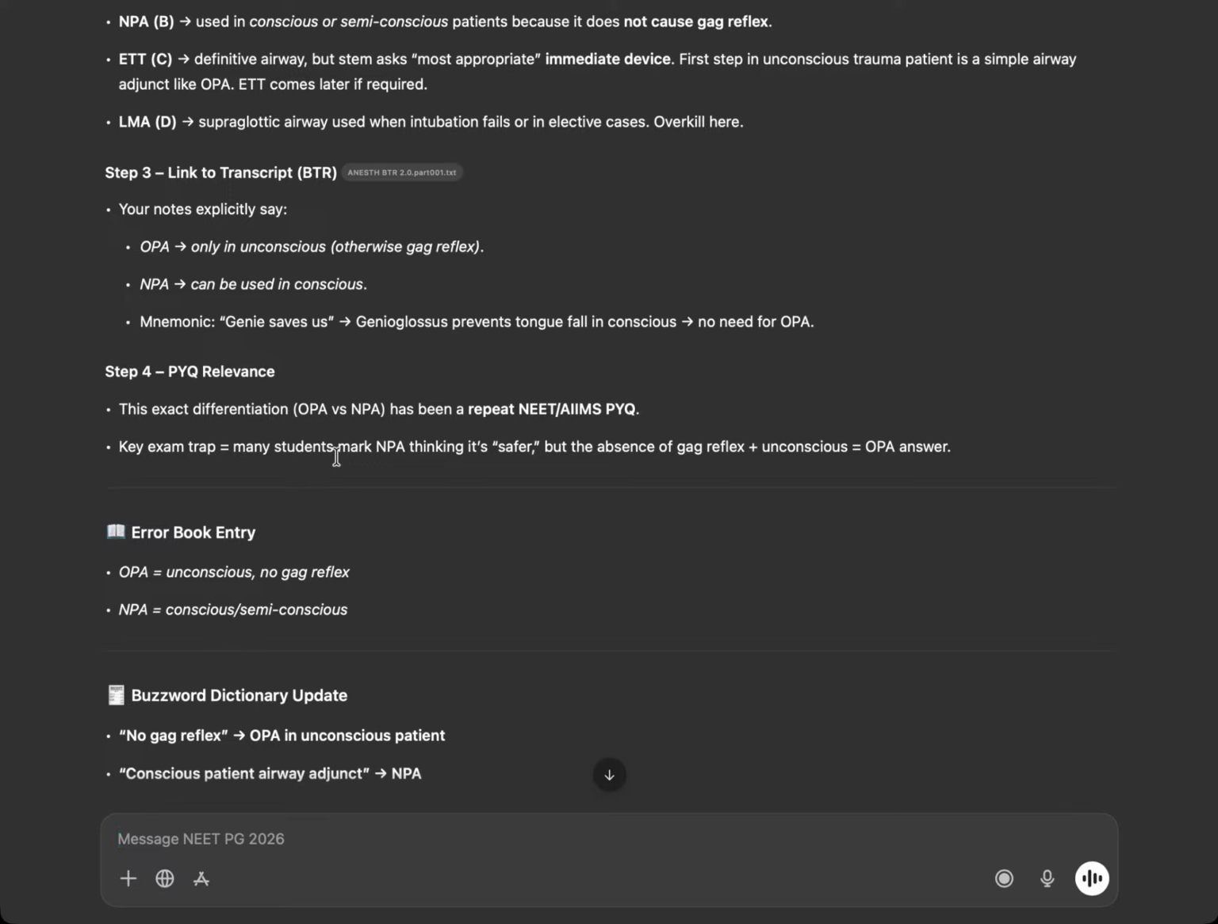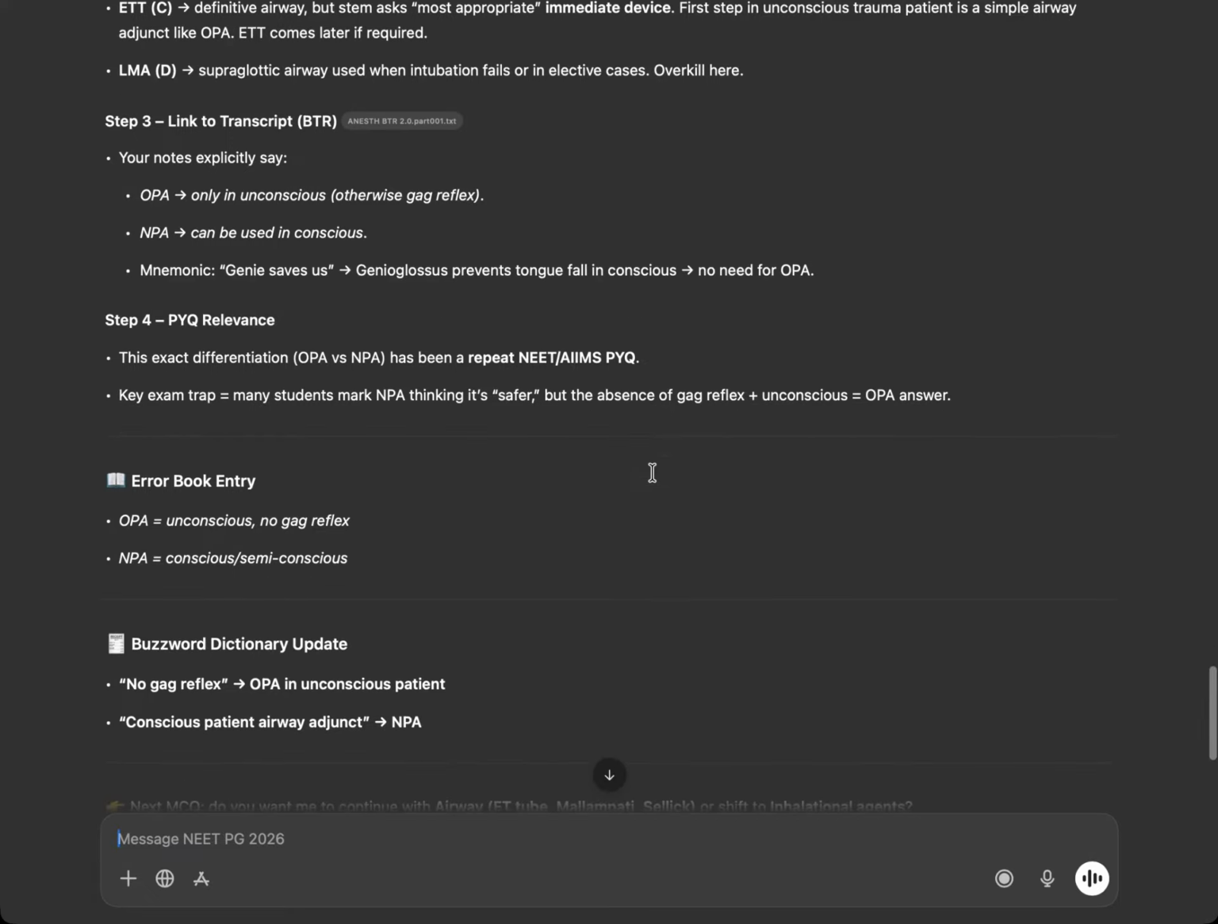Many students mark NPA thinking it's safer, but the absence of gag reflex plus unconscious means OPA is the answer. So basically, in the primary treatment, for the immediate, what we can do is put in OPA or NPA, and which one you use depends on the patient status, right? After that, you move on to LMA or SGA.